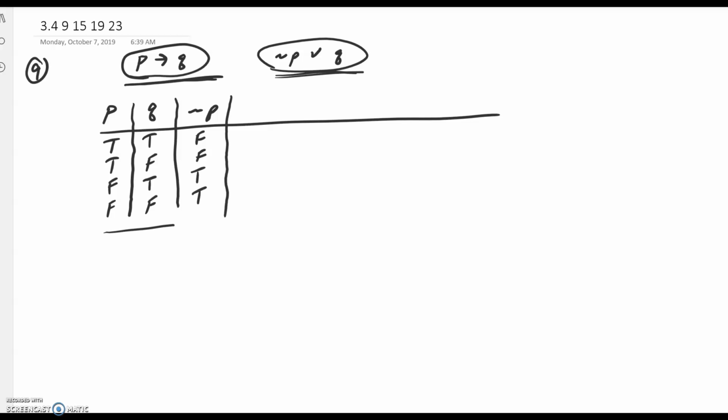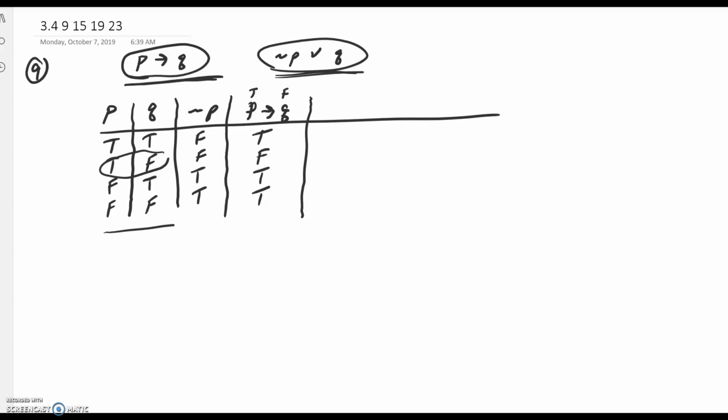And then we're going to go for this one. And the only way this can be a broken promise is if it's true on the left and false on the right. And we see that right here. So that's a broken promise. The rest of them are true.